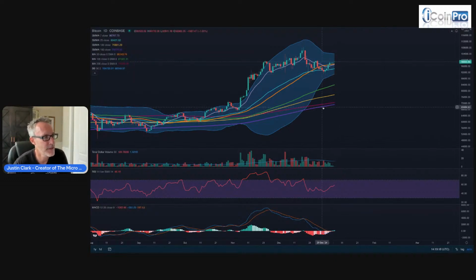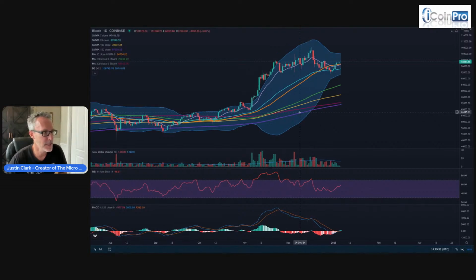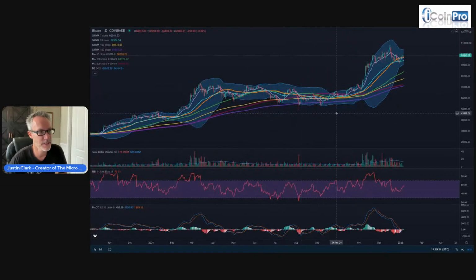We've got these other lines here. This purple line, maroon, yellow, green, etc. These are all moving averages. They're calculations of price looking back a certain amount of time and averaging it out. We don't really need to know how they're calculated. We just need to know how to use them.